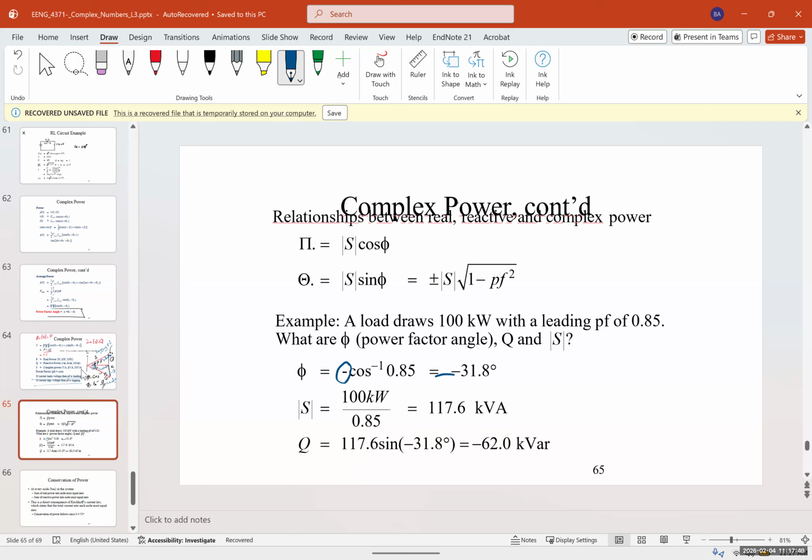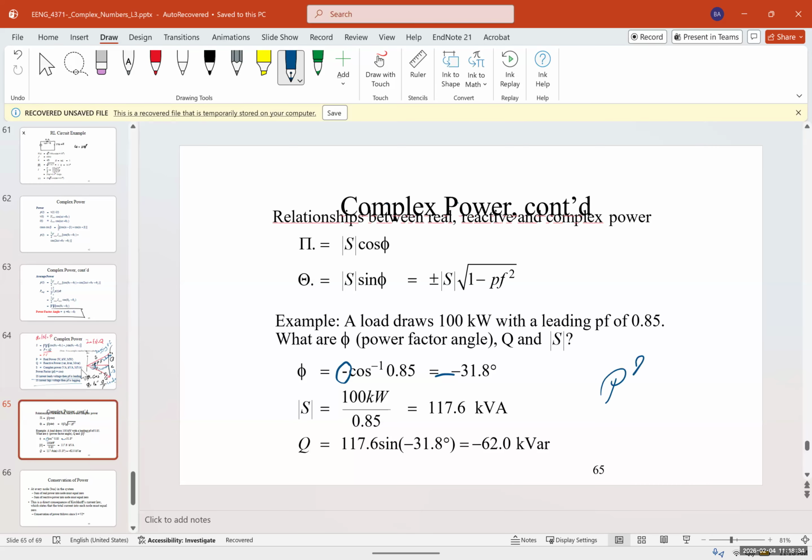And what is S going to be equal to? The power factor itself is going to be equal to P over S, cosine of phi is P over S, which is 0.85. So it's going to be 100 kilowatts over 0.85, which gives us 117.6 kilovolt-amperes. Now to find Q, Q is going to be equal to S sine of theta, which is going to be negative 62.0 kilovolt-amperes reactive.